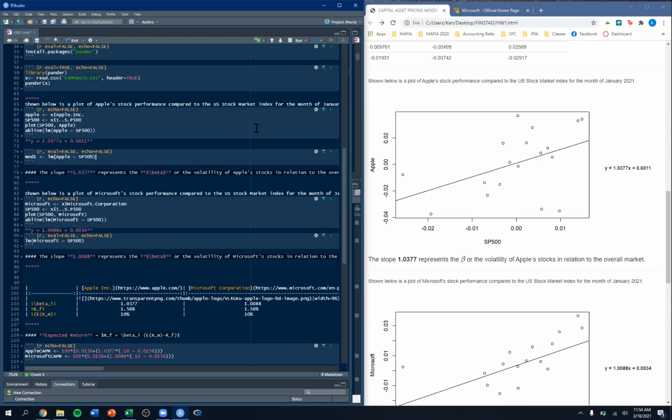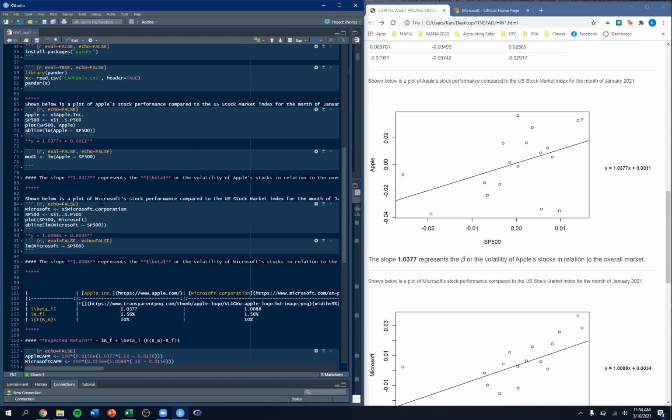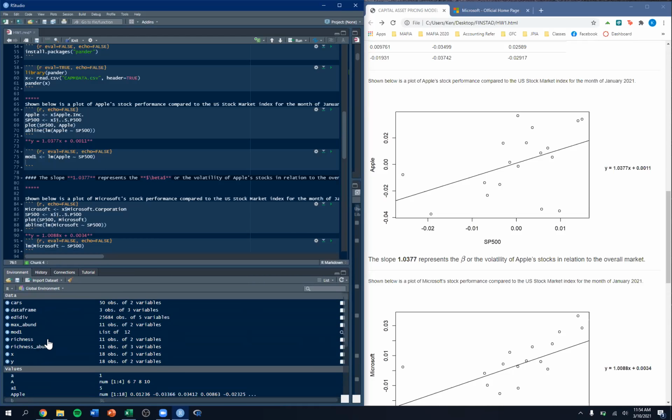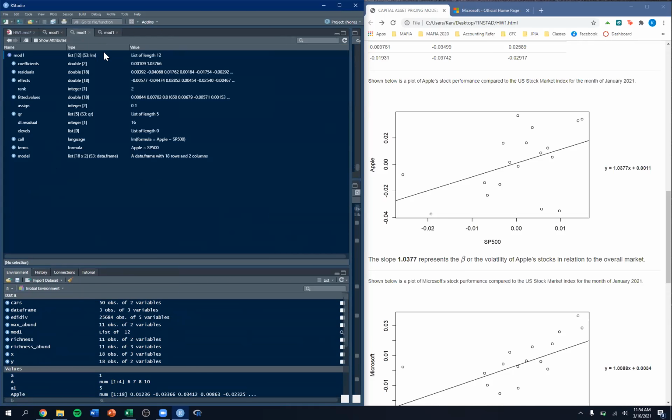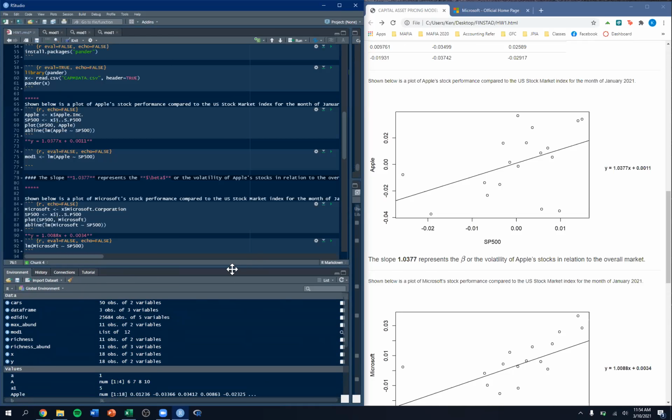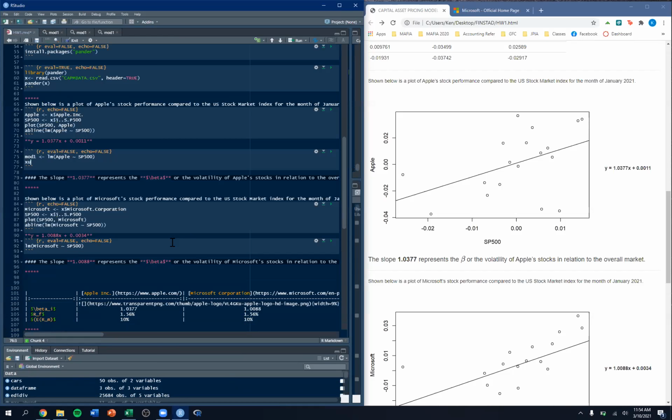Run that. It will not generate anything or tell us anything, but it now exists. If you take a look at the environment, we have an object called mod 1. Okay. And then, Ken, summarize it. Summarize mod 1. Let's go back to the code, the RMD file. Just write summary mod 1 there. Okay, run that.